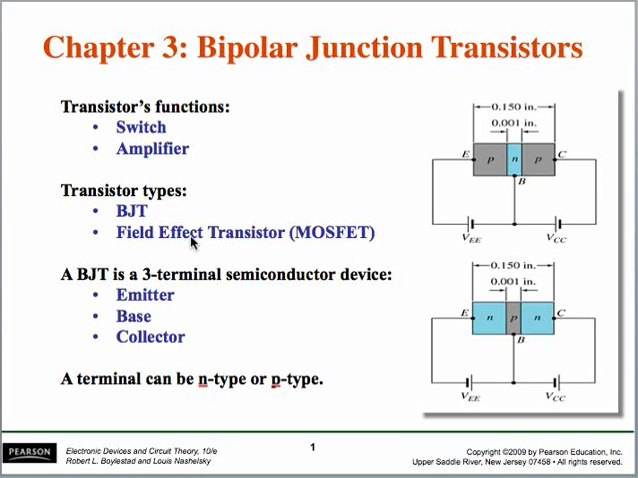Now, a BJT is a three-terminal semiconductor device. Similarly, MOSFET is also a three-terminal semiconductor device, but you will learn more about MOSFET in later chapters. Now, a BJT has three terminals, and the names of the terminals are listed here. They are emitter, base, and collector. And each of the terminals can be an N-type or a P-type semiconductor.